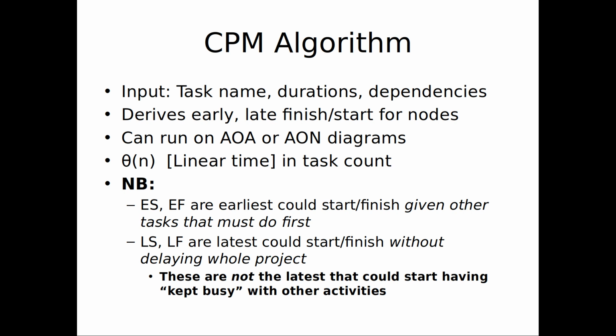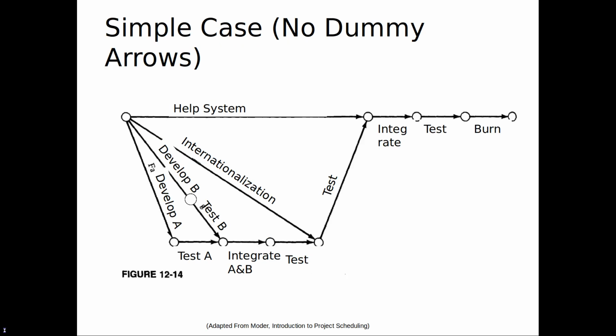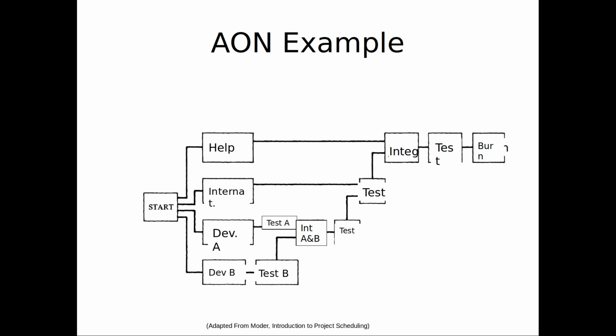Given its dependencies on other tasks, right? Given the fact that this overall end-to-end testing depends on this integration of the help system, internationalization, and these different components. When's the earliest this can start, given everything that has to be done before? Do you see that? Okay.